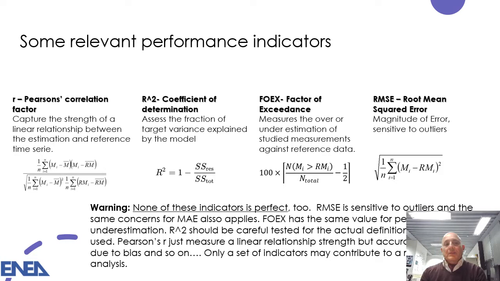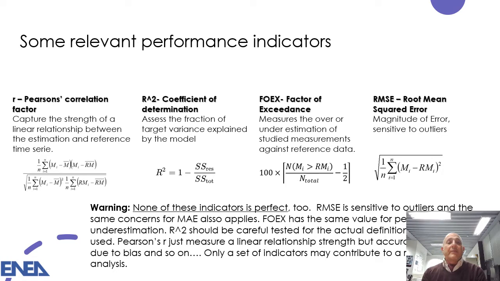Other indicators are, for example, the ones that look at the correlation that you may find between the actual estimation obtained from the calibration and the real values. One of the most common is the Pearson's correlation factor, which captures the strength of a linear relationship between the estimation and the reference time series.